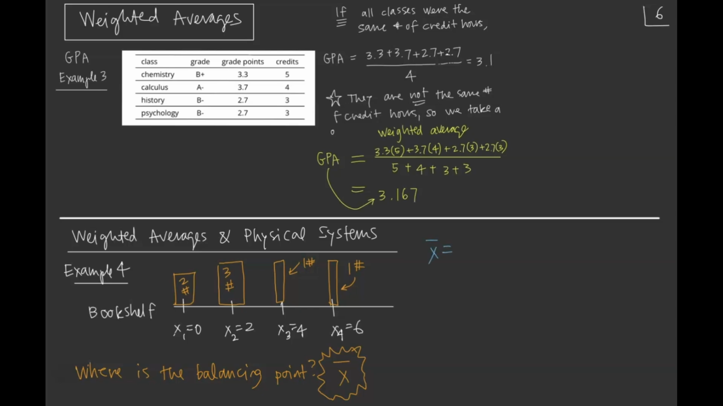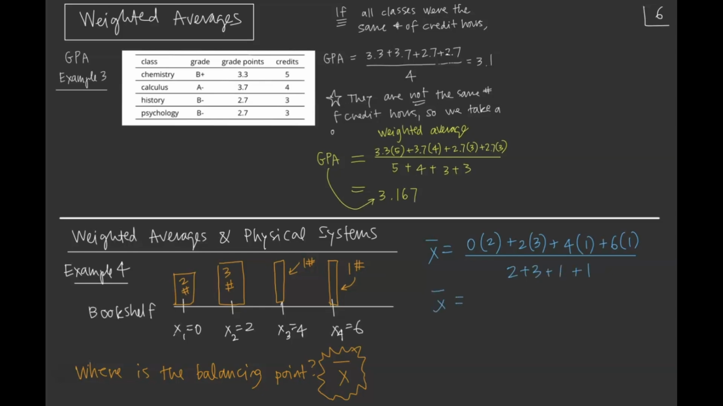So X bar will equal position 0 has a 2 pound book on it, position 2 has a 3 pound book on it, position 4 has a 1 pound book on it, and position 6 has a 1 pound book on it. And then we think about what we are going to divide by. We're going to divide by the total masses. So just up here, we divide by the total number of credit hours. Here we're going to divide by the total mass of all the books together, so 2 plus 3 plus 1 plus 1.